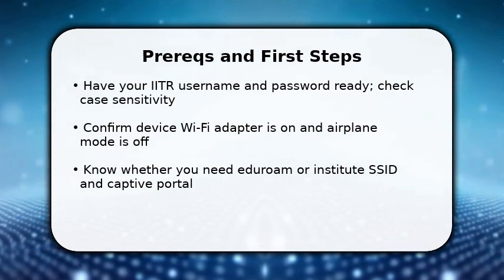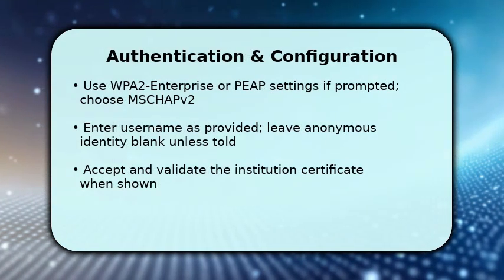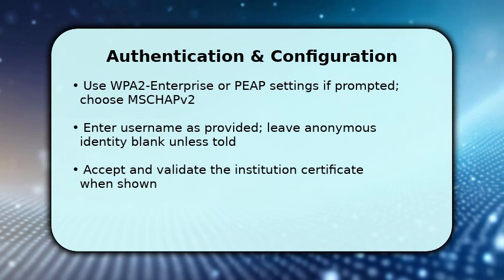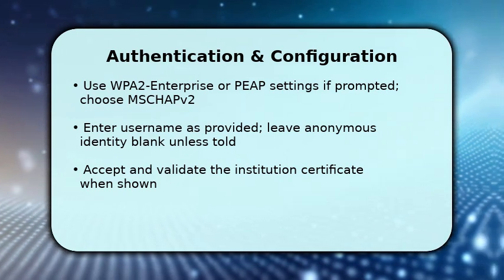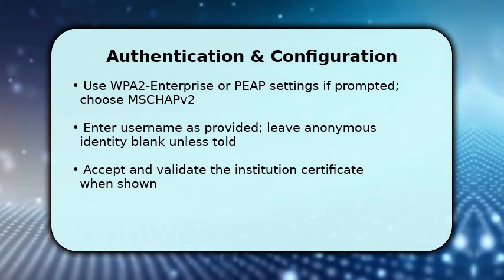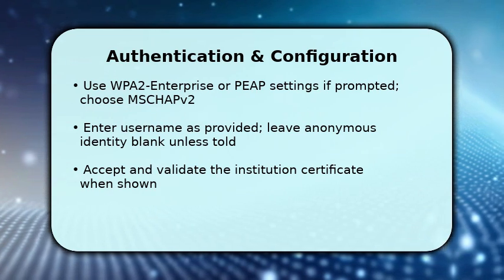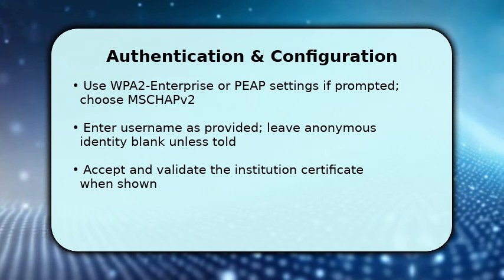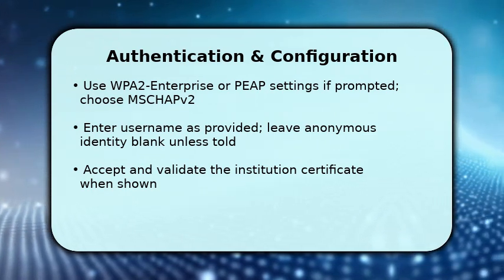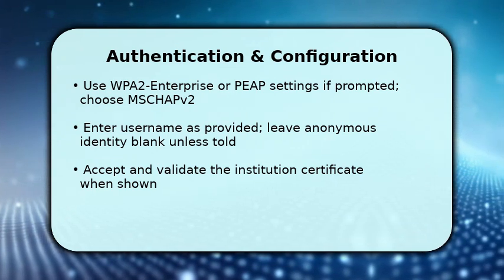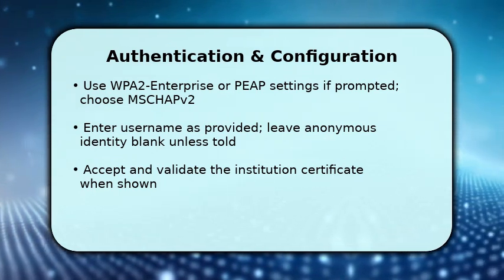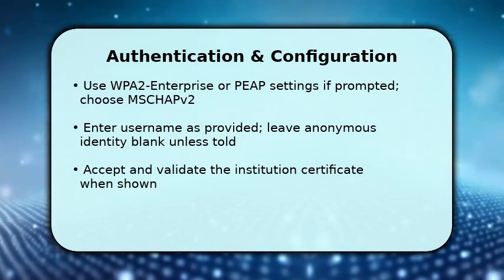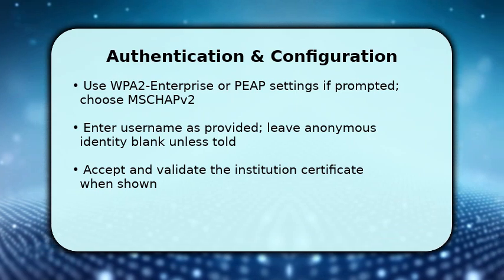Next, focus on authentication and device configuration. Choose WPA2 Enterprise or PEAP and set the inner method to MSCHAPv2 when asked, because that matches IITR systems. Enter your username exactly as issued and type the password carefully. Small typos break the handshake. If a certificate prompt appears, inspect the issuer and accept the institutional certificate to establish trust. Once accepted, your device negotiates encryption keys and should receive an IP address. If not, move to troubleshooting.